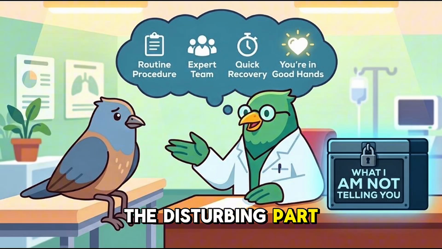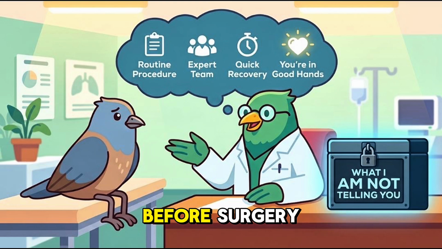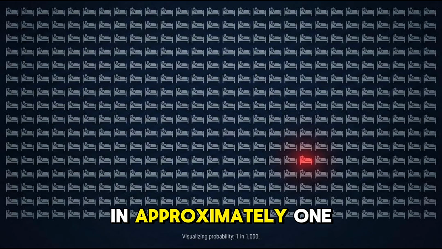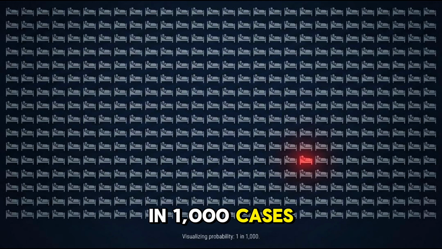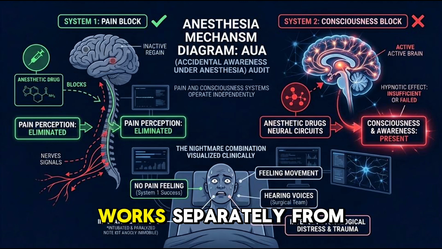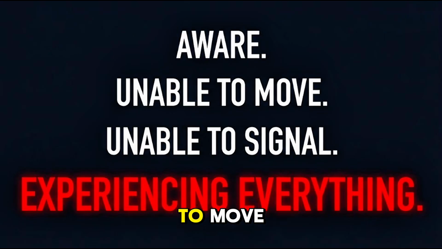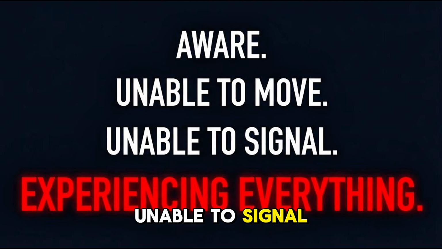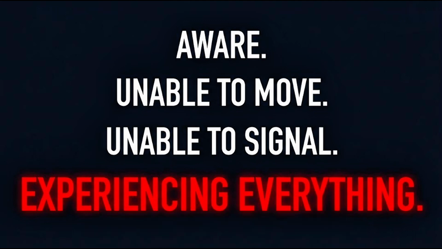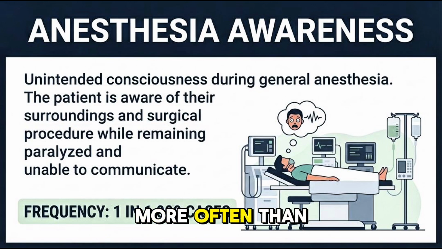The disturbing part. Here is what no anesthesiologist will tell you before surgery. In approximately 1 in 1,000 cases, patients are aware during surgery. Not in pain. The anesthetic that blocks pain works separately from the one that blocks consciousness, but aware, unable to move, unable to signal, experiencing everything. This is called anesthesia awareness, and it happens more often than medicine is comfortable admitting.